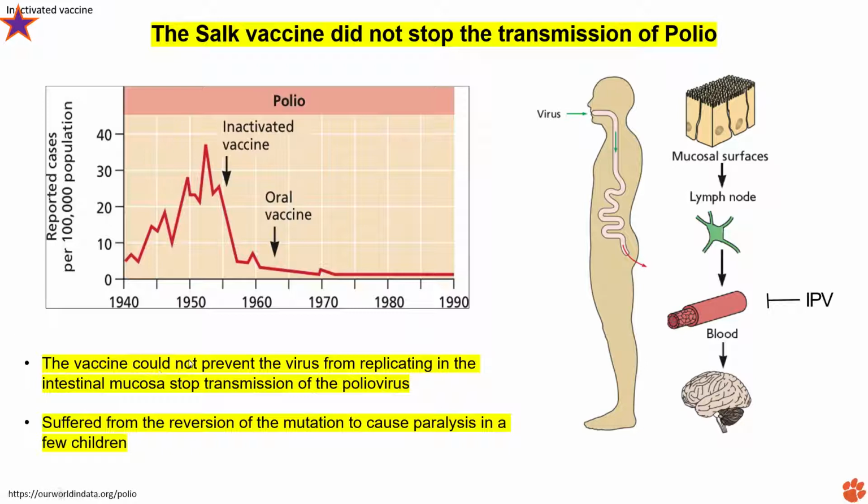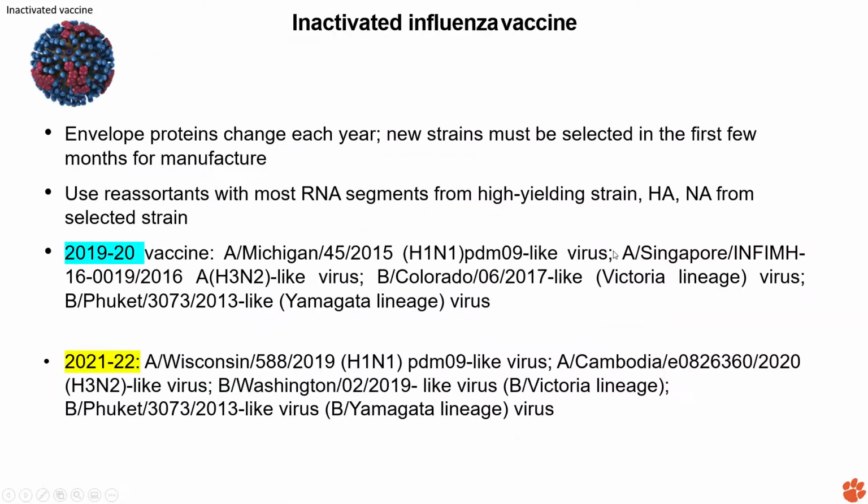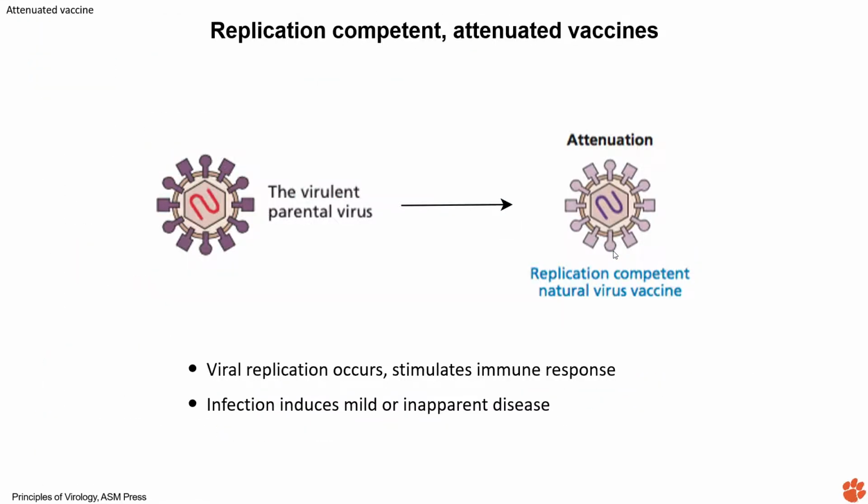So these are some of the things that, if you are in the class and watch this, are important. The vaccine could not prevent the virus from replicating in the intestinal mucosa and stop transmission. That's the drawback. And some of these suffered from the reversion of the mutation to cause paralysis in a few children, which transmitted to other people as well. So these were some of the drawbacks.